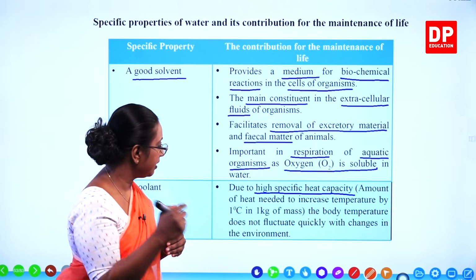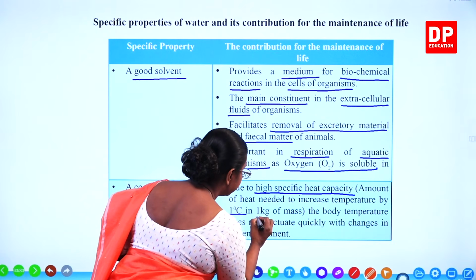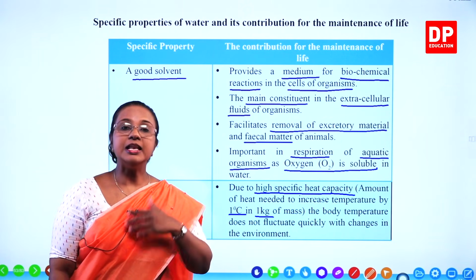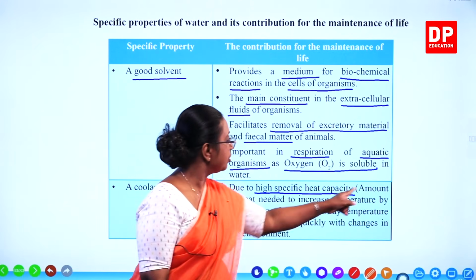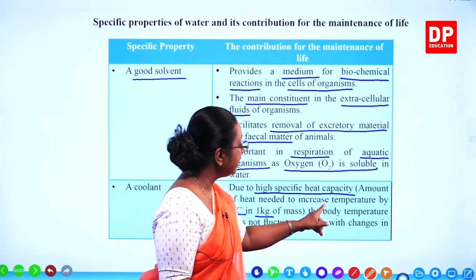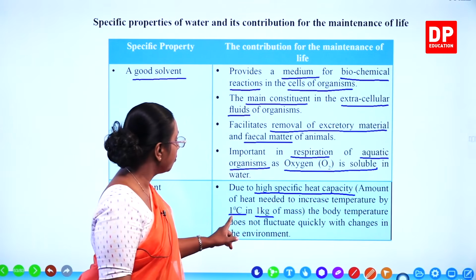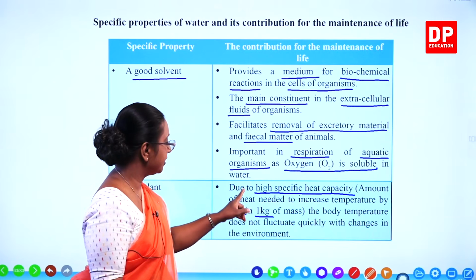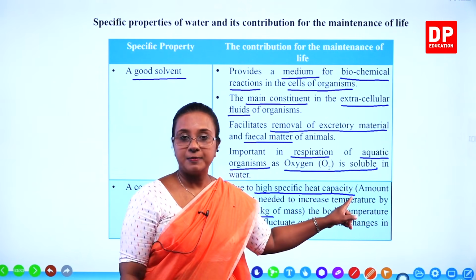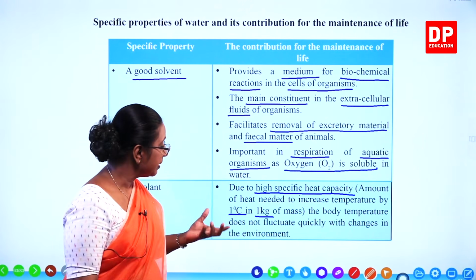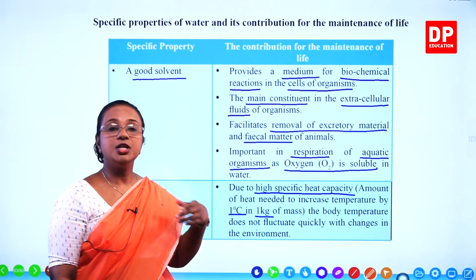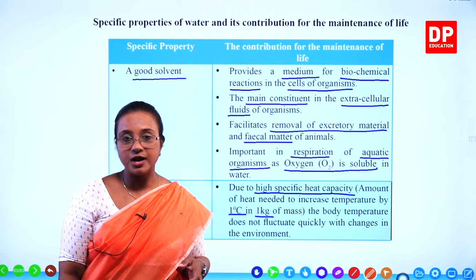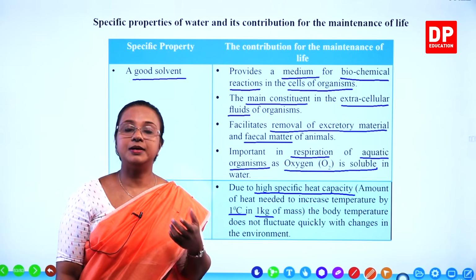So there is an increase of 1 degree Celsius and it is 1 kilogram of water. We need to provide heat. So the amount of heat needed to increase temperature by 1 degree Celsius in 1 kilogram of mass is called the specific heat capacity. And the specific heat capacity of water, you will learn the value in other lessons later, is 4200 joules per kilogram per Kelvin.